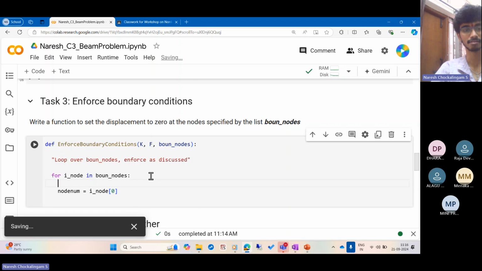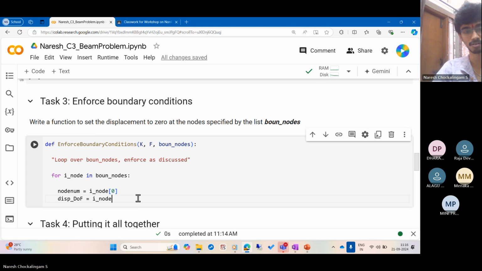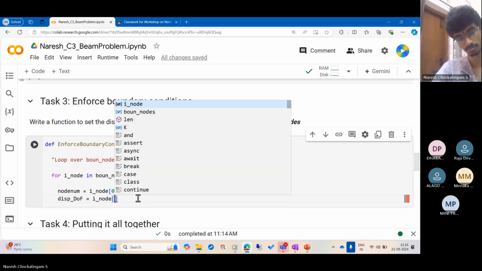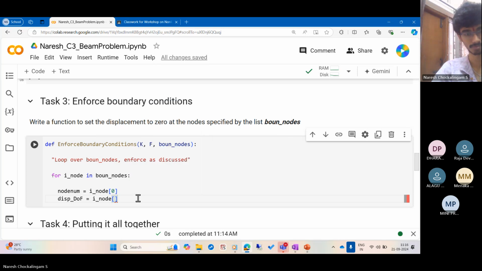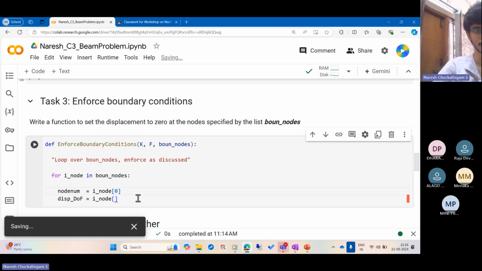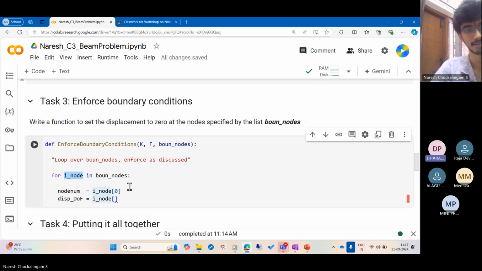Okay, then second, the displacement degree of freedom is what? It is I node of 1. Are you getting it? Is there any issue understanding what I node is? It's just a variable. Yeah, it is just a variable.